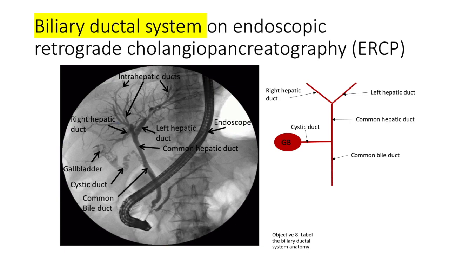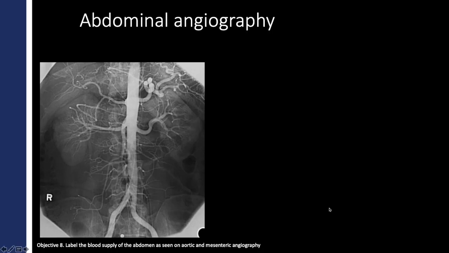As we travel down, it's going to become our common bile duct. And then our pancreatic duct goes from that to our pancreas. And then the common bile duct and pancreatic duct form together at our sphincter of Oddi. And so we're going to label each of these parts.